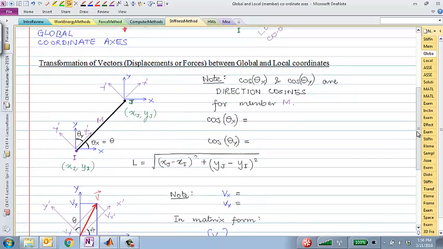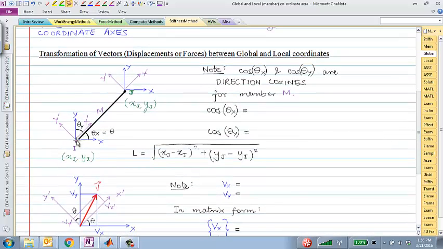Let's see how to go about this. In particular, what we want to do is we want to transform displacements or forces that are associated with some member M from its local coordinate system to the global coordinate system. That's what we want to do. So first things first, we'll have to figure out some basic geometric relationships. If this member is oriented along some direction, I can find its angle with the horizontal axis. That's what I'm calling theta x, or simply theta.